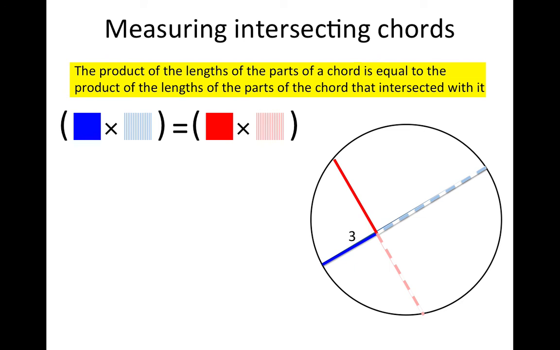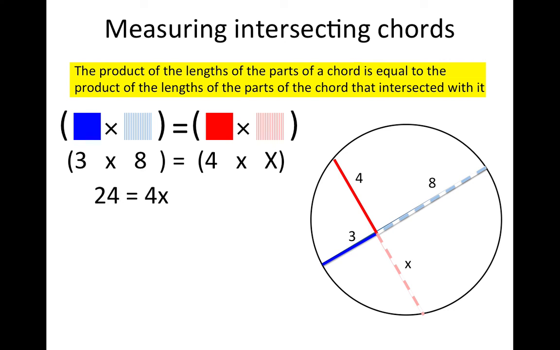So if I said the bright blue part is 3, and the dotted blue part is 8, and the red part is 4, what is the value of the dotted red part? Well, if I take all of these values and plug them into my equation, I see that 3 times 8 equals 4 times x. Multiply that out, and I see 24 equals 4x. Divide both sides by 4, and I come up with my answer of x equals 6. So that missing part of the chord is 6.